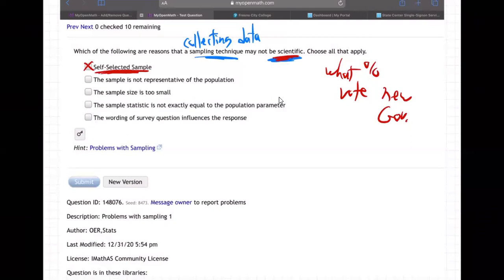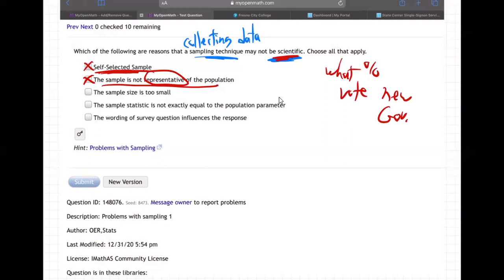What about the next one? The sample is not representative of the population. Yeah, that's another one. Say I'm just going to ask college students. Well, that's not representative. There are a lot of people in the state of California who are not college students and don't think like college students. If you just get the opinion of college students only, that doesn't represent the whole state of California.